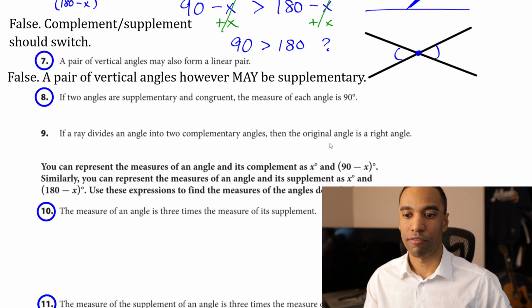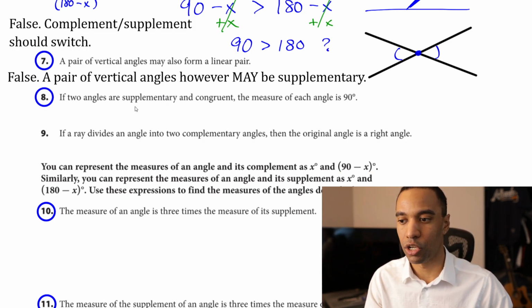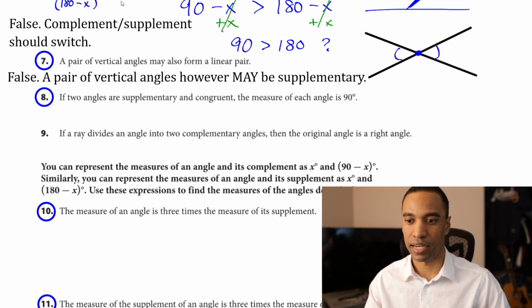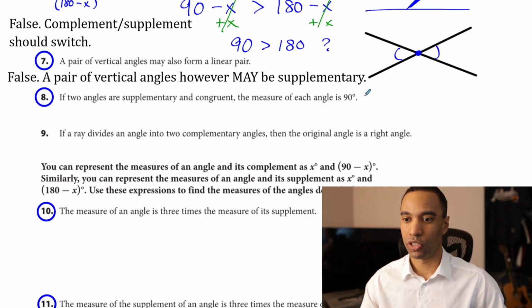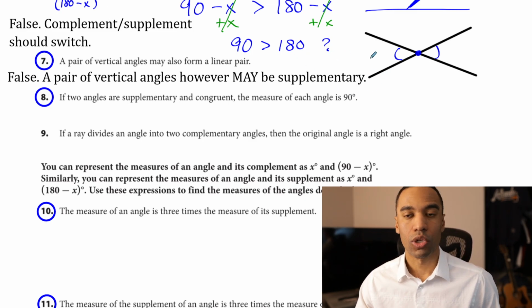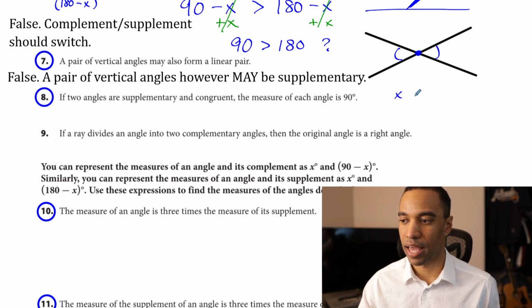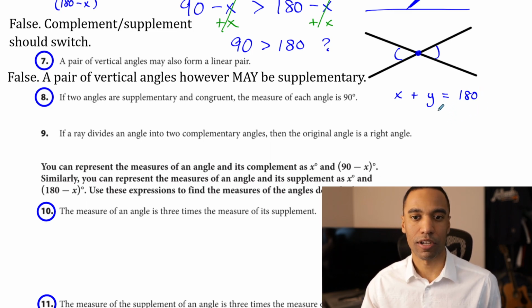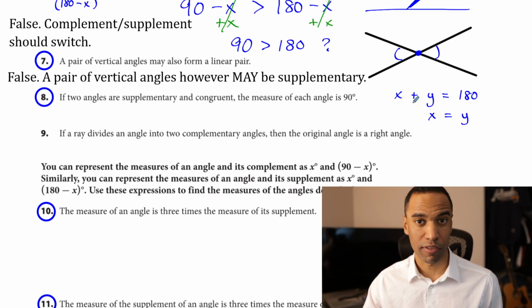All right, number 8. If two angles are supplementary and congruent, the measure of each angle is 90 degrees. Okay, so we're saying this. Let's say I have some unknown angle x, and I add some unknown angle y, and I get 180. They're telling me they're supplementary. They're also telling me they're congruent. So you know what that means? Their measures are equal. I'm doing the system of equations style.